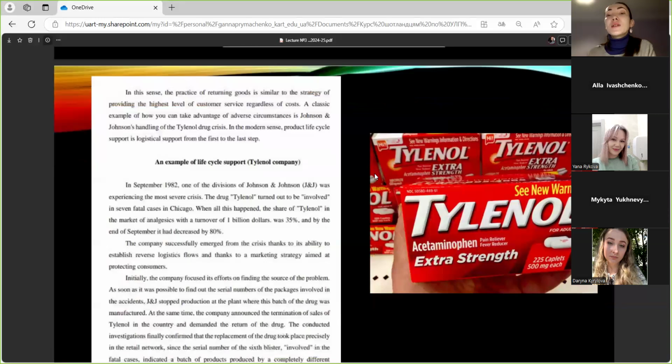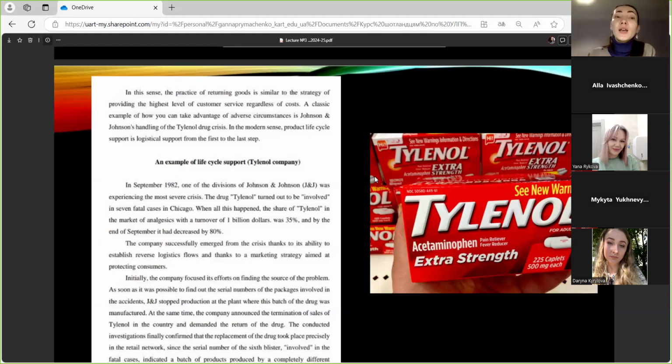And this is our slide about one situation in a company. It is about transportation and quality and all delivery systems. It was a big story, a very famous story. Maybe you already know this information.